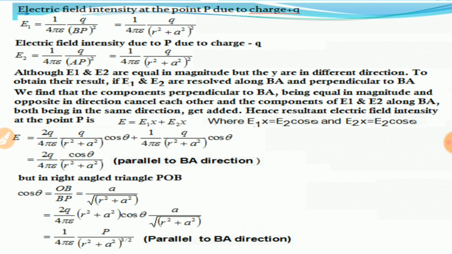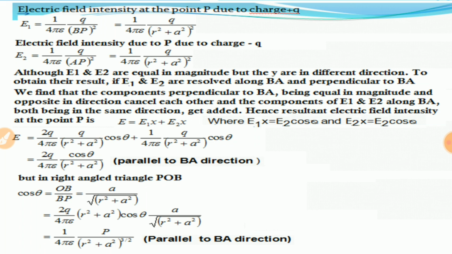So here we have to put the values of E1 and E2, so we can first calculate the value of E1 and E2. The electric field intensity at the point P due to the plus q charge, E1, is equal to 1 upon 4 pi epsilon q upon BP square, which is equal to 1 upon 4 pi epsilon q upon r square plus a square. The electric field intensity at P due to the minus q charge, E2, is equal to 1 upon 4 pi epsilon q upon AP square, which is equal to 1 upon 4 pi epsilon q upon r square plus a square. So we are putting these values in our formula.